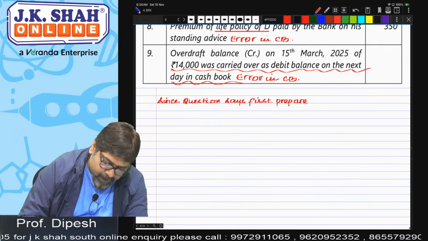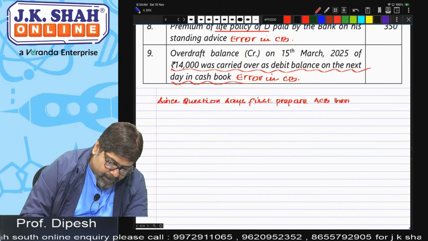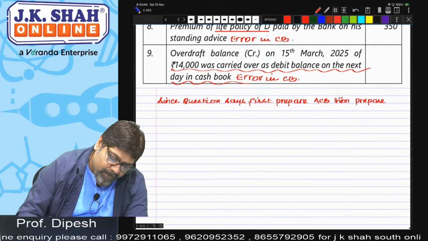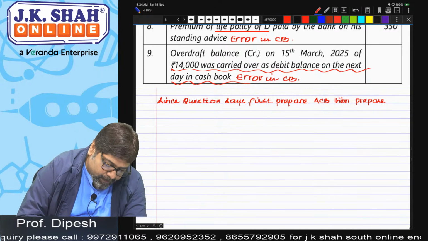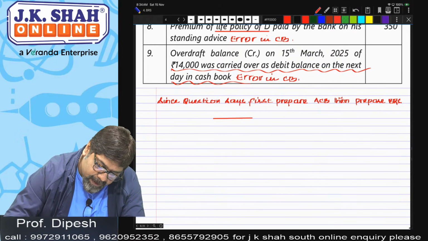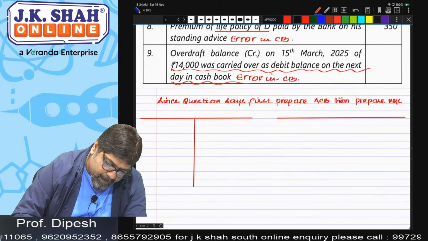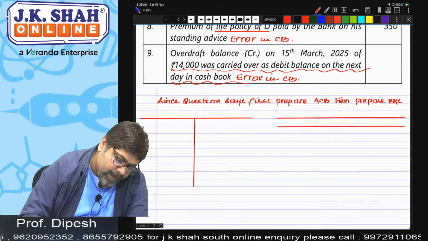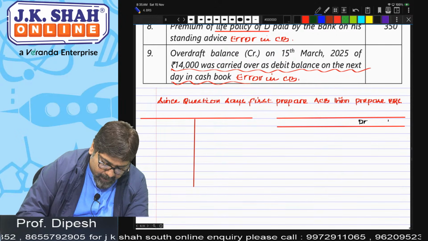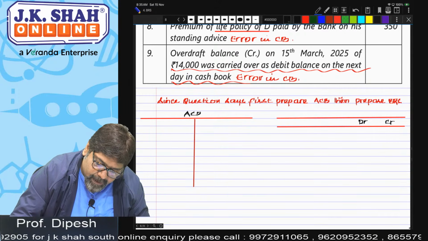Since the question says first prepare the amended cash book, then prepare the BRS, let us first prepare the amended cash book and then we'll prepare the BRS. Debit, credit. Correct? And this is the amended cash book. Let's start.